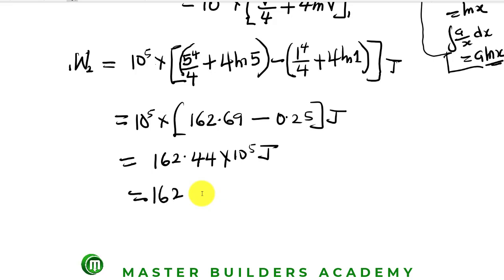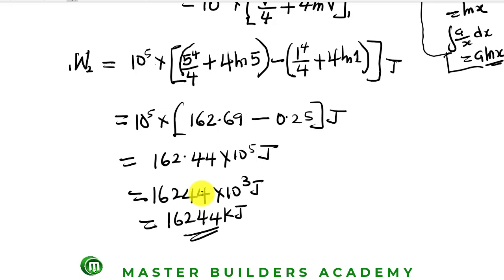This will give us 1644 times 10 raised to the power of 3 joules. We just remove two zeros from this and use it to multiply 162.44. And our final answer becomes 16244 kilojoules. This is the answer.